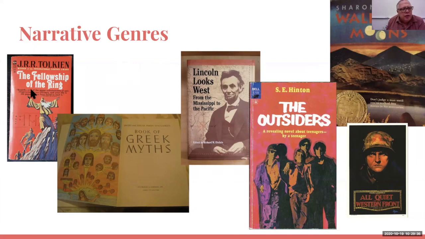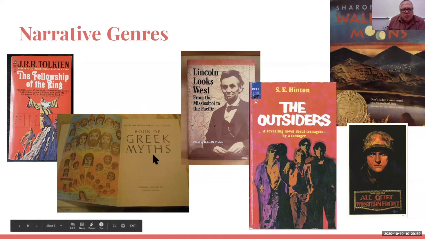Some of the books are fantasy. Everything about them, the very world they're talking about, is made up. That is true of this book called The Fellowship of the Rings. The Outsiders is a realistic genre, realistic fiction. Myths, this is a book that talks about imaginary gods and goddesses and how they affect life here.